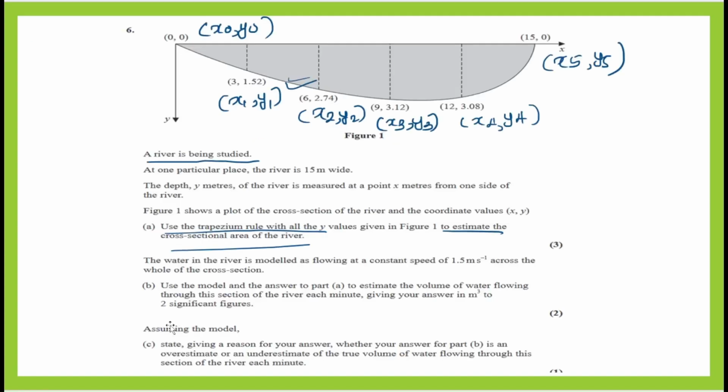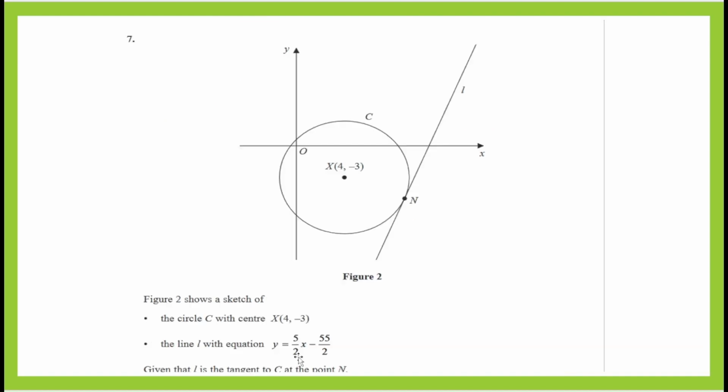For part C, answer is underestimate. For example, area of trapezium is smaller than the cross-sectional area. Here circle C is given with center 4 minus 3. And the equation of tangent L is given as y equals 5 by 2x minus 55 by 2.